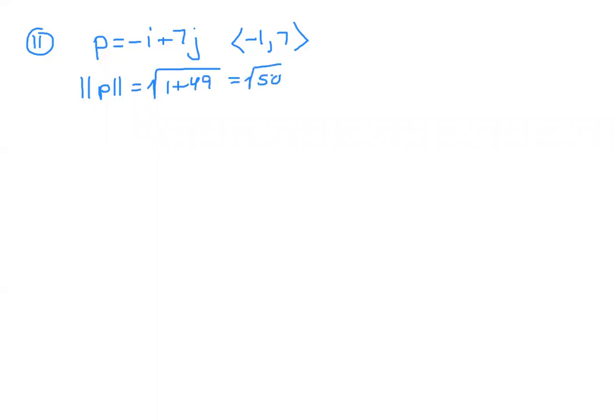P equals negative i plus 7j. So this is in linear combination form, but that's okay. You know that that just means -1, 7. So our magnitude is square root of 1 plus 49, or square root of 50, which equals 5 times the square root of 2. And our tangent theta is 7 over -1, or -7. What quadrant is this in? This is in quadrant 2.